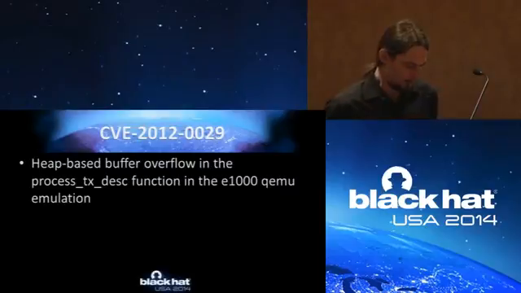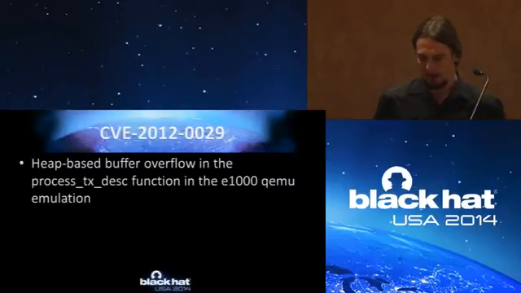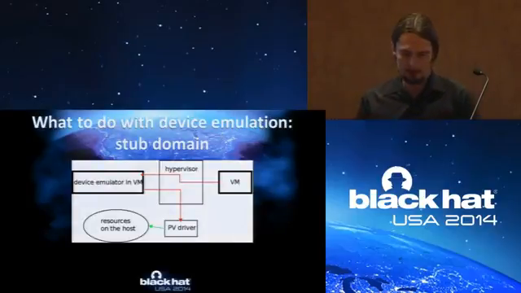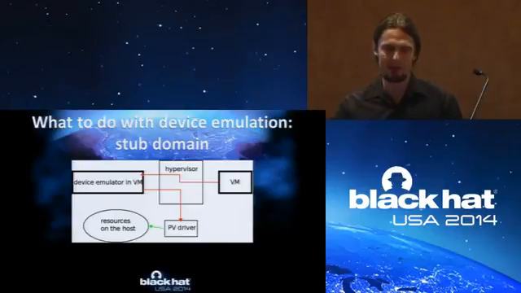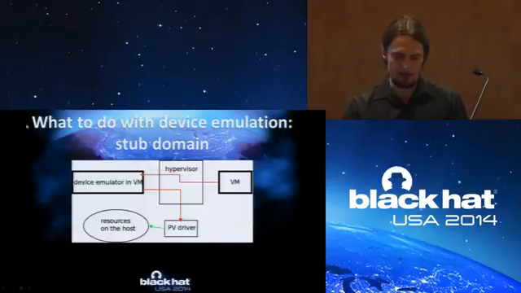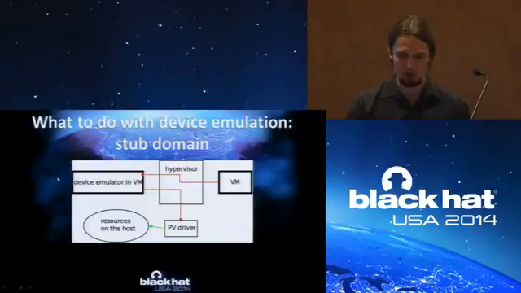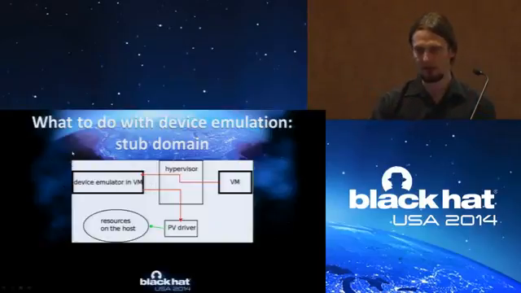Again, it shows that the device emulation is a problem. So again, do we have some generic method to cope with that? And there is one, at least for instance, in case of Xen, you can define so-called stub domains. And a stub domain is a dedicated VM, which is not a general purpose VM. Its sole purpose is to hold the code of the device emulator.